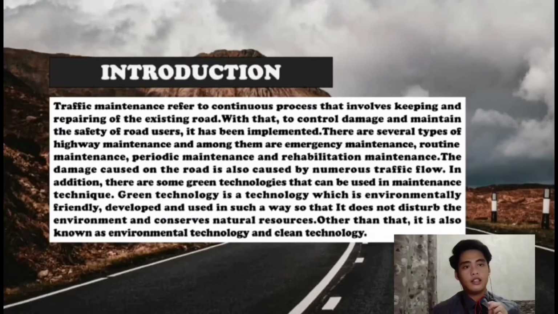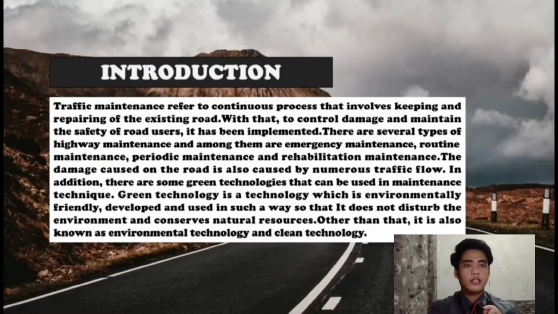Traffic maintenance refers to continuous process that involves keeping and repairing of the existing road. With that, to control damage and maintain the safety of road users, it has been implemented. There are several types of highway maintenance, and among them are emergency maintenance, routine maintenance, periodic maintenance, and rehabilitation maintenance. The damage caused on the road is also caused by the numerous traffic flow.